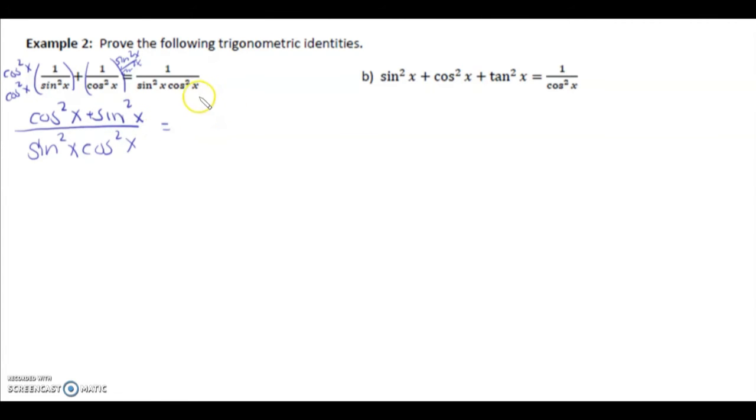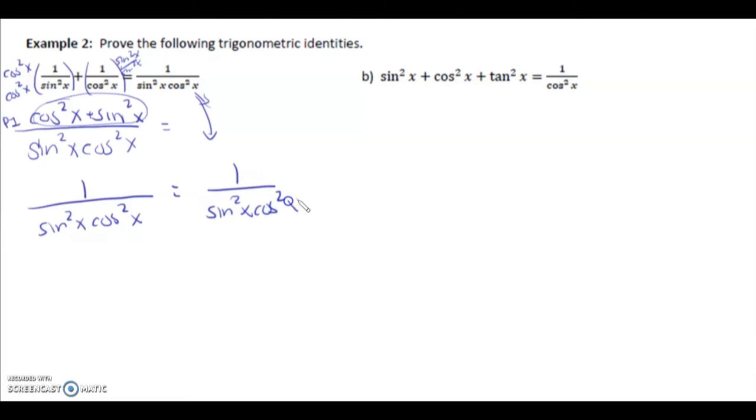Okay, and then I'm going to leave that for a second. Now, cos squared x plus sine squared x, we know that this is Pythagorean's identity. So I'm just going to sub in 1 because those are equivalent. Okay, and in the denominator, I get the same thing, so I can just bring that down. 1 over sine squared x cos squared x, left side equals right side.